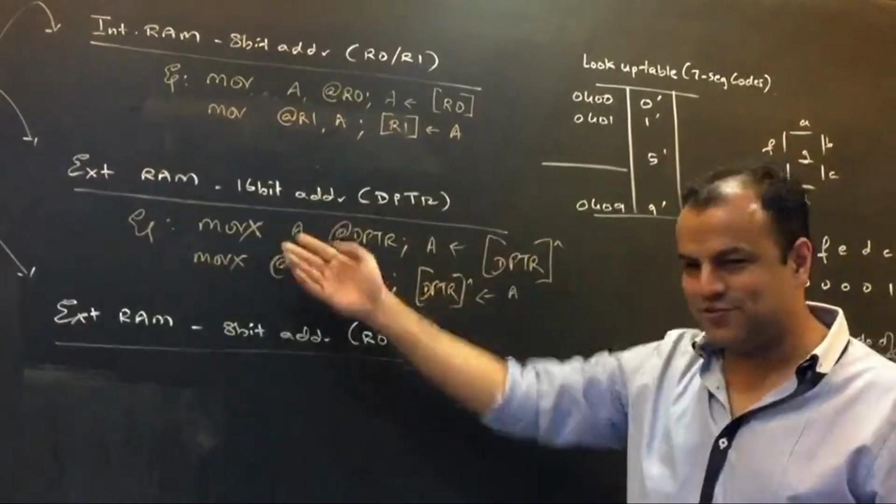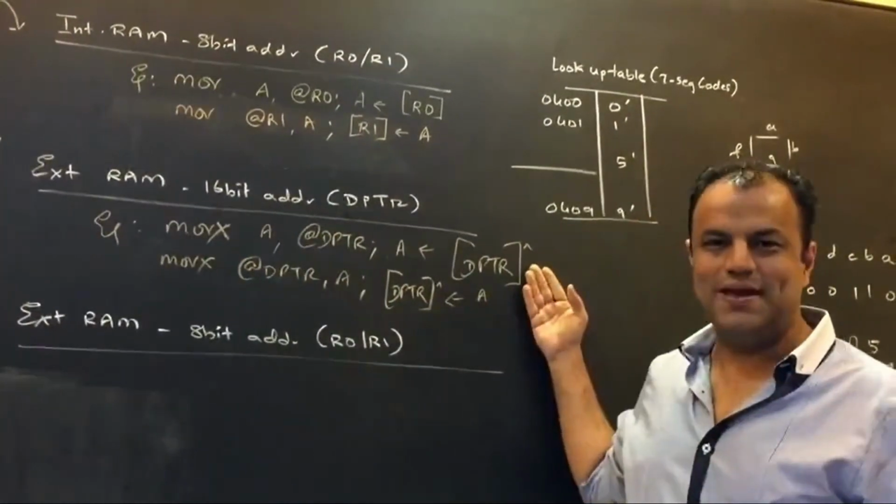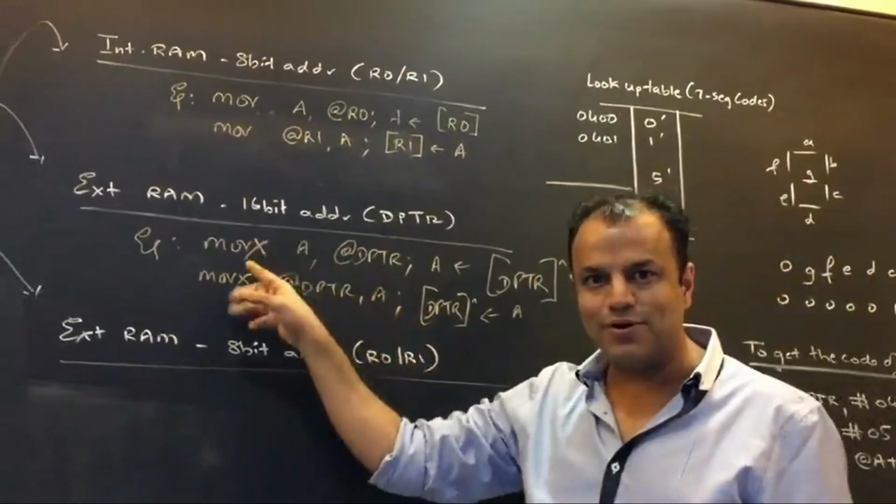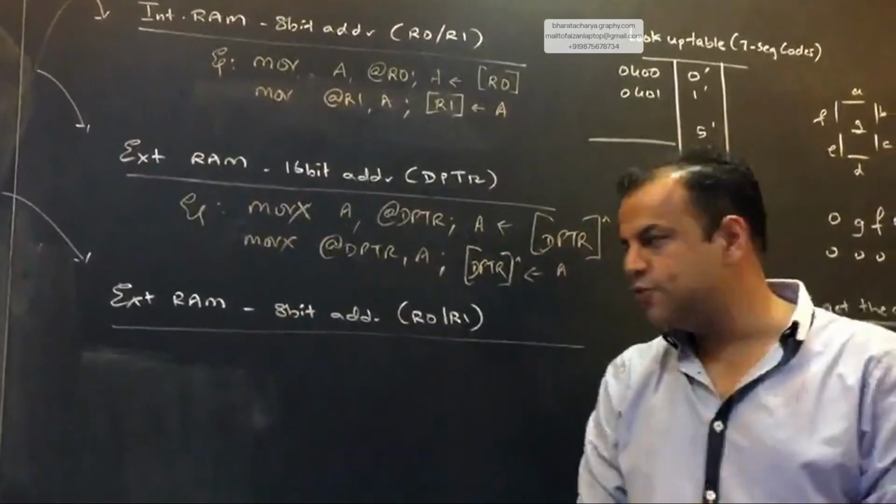Which is more important? X. That is syntax. This is just a way to write external RAM. You don't like it, you can write external RAM. Doesn't matter. But that is important. That is the syntax of the instruction. I hope you understood it.